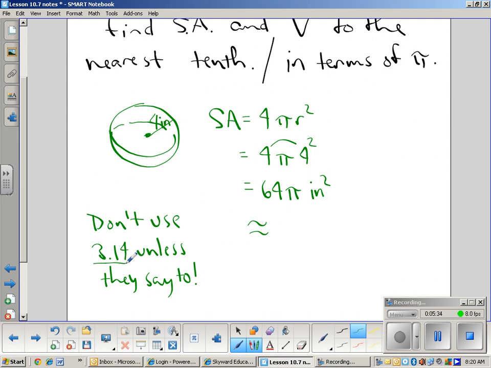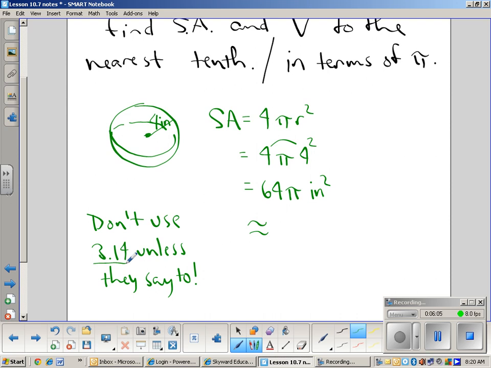And so if they say go to the tenths place and you only use 3.14, then you very likely could have a rounding error. Now, if you don't have a pi button on your calculator, and they say round to the tenth, and you use 3.1415, the more of it you use, the more accurate it will be.